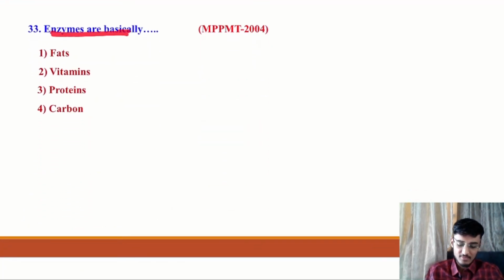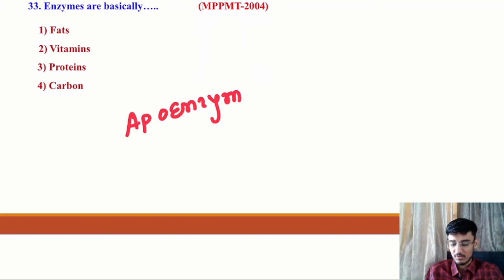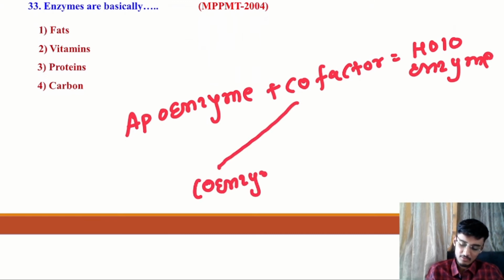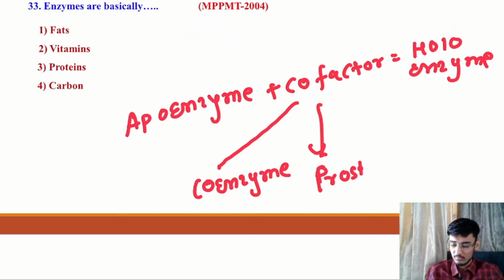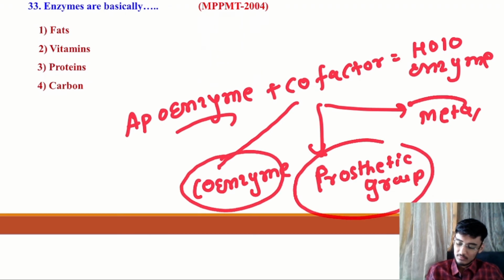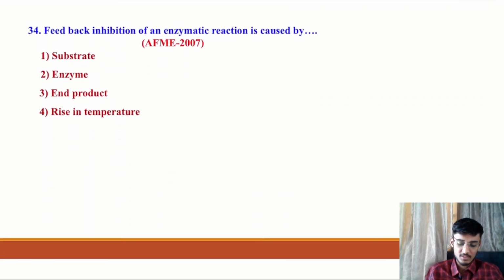Enzymes are basically made up of protein in nature. What is the formula of an enzyme? Apoenzyme plus coenzyme. Actually, you can write here cofactor is equal to holoenzyme. The cofactor will either be a coenzyme, or a prosthetic group, or a metal. When the apoenzyme binds with any of them, you get the complete enzyme. This is called holoenzyme. This is your previous year question.